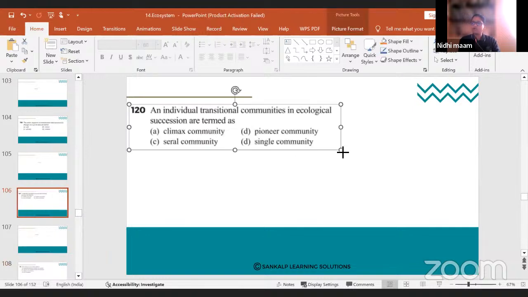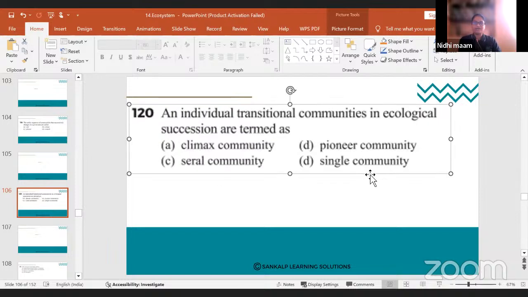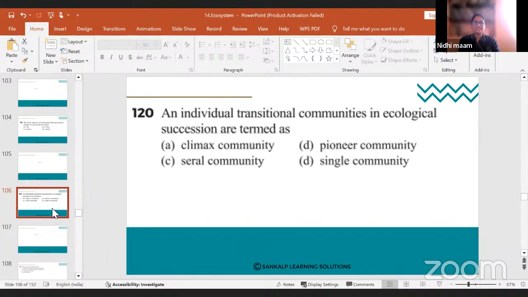Yes, Kadrolli Mahesh is active on YouTube. And individual transitional communities in ecological succession are called as: climax community, pioneer community, serial community, single community. Jyoti, Pavitra, Tasmiya Banu, Ranjita, Subramanya, Ramya SN. Most of you voted for option A, few voted for option C. The right answer is option C, serial community, the transitional communities in ecological succession. We call them serial communities. So option C is the right answer.